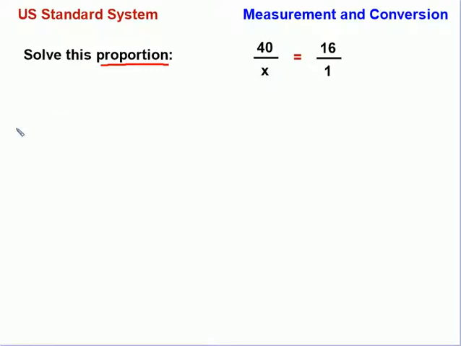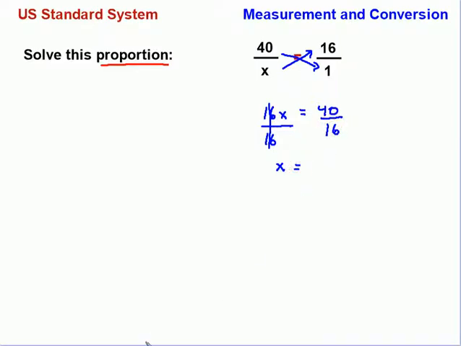And what were our steps to solve a proportion? That was that we cross multiply first. So let's cross multiply, and we're going to get 16x, and that's going to be equal to, cross multiplying this way, 40. 16x is equal to 40. Now, to solve an equation, get x by itself by using inverse operations. The inverse of multiplication is division, so we divide by 16. 16 divided by 16 is 1, and 1 times x is just x. And then our third rule, whatever we do to the left side, we do to the right, so we have to divide 40 by 16.